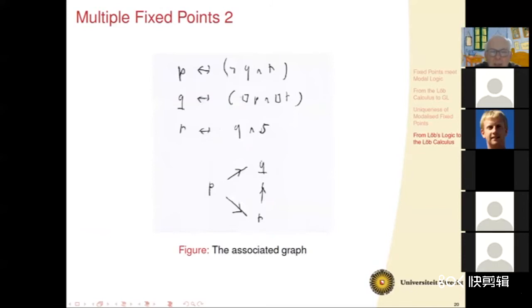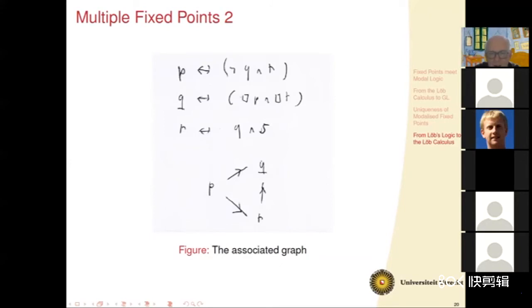I made the picture with extremely old-fashioned technology, namely a pen and paper. So look at the following system. So P if and only if not Q and R, Q if and only if box P and box R, R if and only if Q and S, and then okay, so the fixed point variables are P, Q, and R, right? So the graph will have nodes P, Q, and R.